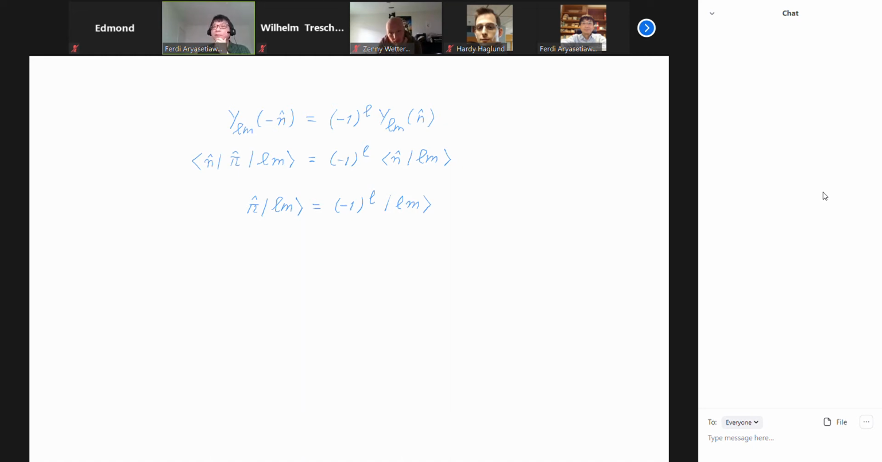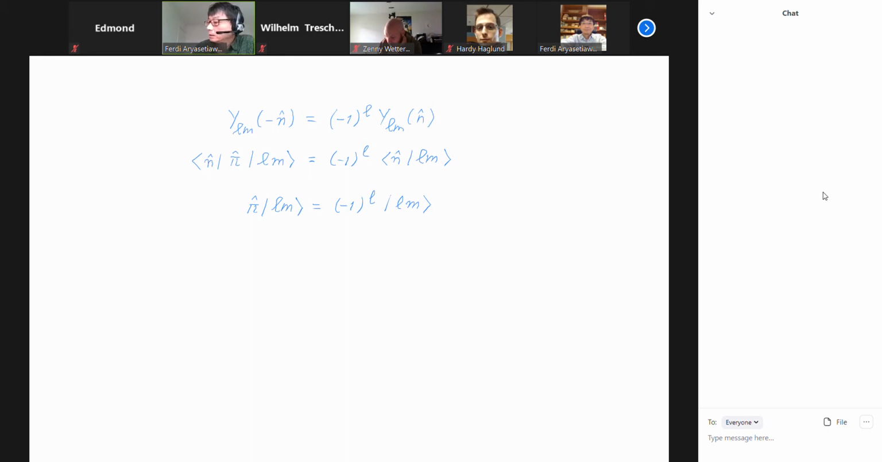So for example, if you have an s orbital, so that would be L equal to 0, then it is symmetric under inversion. But if you have p states, p orbitals, so that corresponds to L equal to 1, then it is not invariant under parity. So x becomes minus x, for example. So that's the parity property.